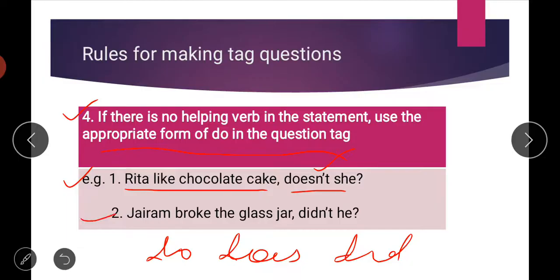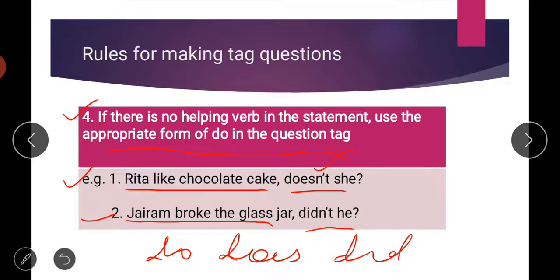Then the second is Jerem broke the glass jar, didn't he? If you look at this statement again, this is a past statement. Broke is the second form of the verb break. So break, broke, broken. We know that broke is the second form, or past tense form, and so that is why we have used the tag didn't he.